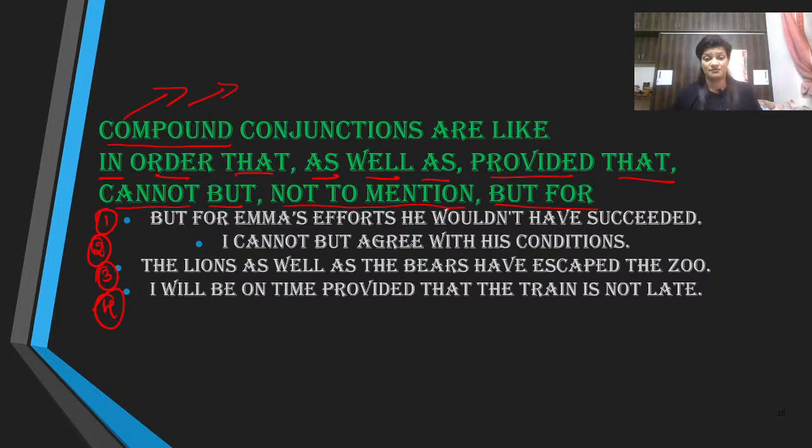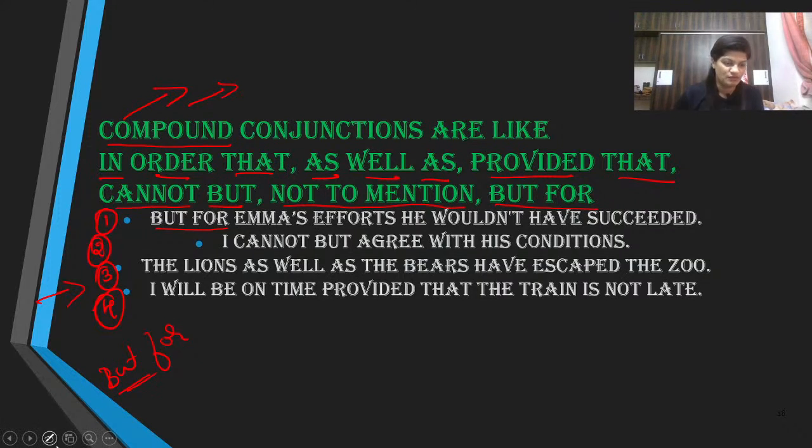But for Emma's efforts, he wouldn't have succeeded. Now the meaning over here of this conjunction means that if Emma had not tried enough, he wouldn't have succeeded. When you say but for Emma's efforts, he wouldn't have succeeded. Can you give me one example with each one of these? Because I'm pretty sure we do use single worded and also pairs in our language a lot, but then we do not actually use these kind of conjunctions a lot. So I would like each one of you to give me at least one sentence with, let us start with but for.